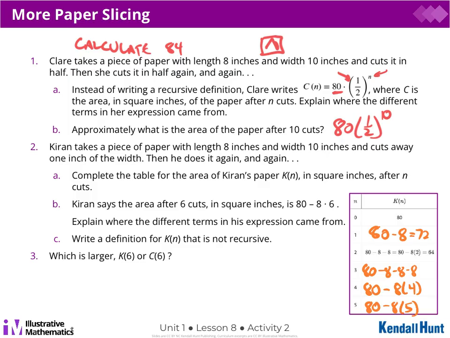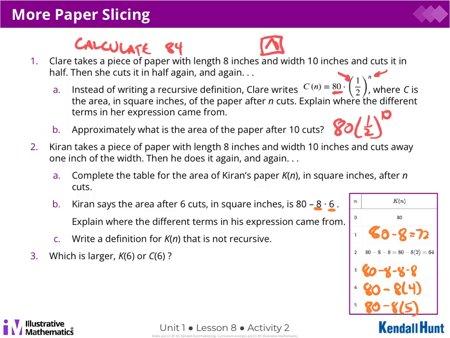Now, Kieran says the area after 6 cuts in square inches is 80 minus 8 times 6. That is true because we know that subtraction is multiplying the number by how many times you subtract it. Addition and subtraction are the same thing. Explain where the different terms in his expression came from. Write a definition for K of n that is not recursive.